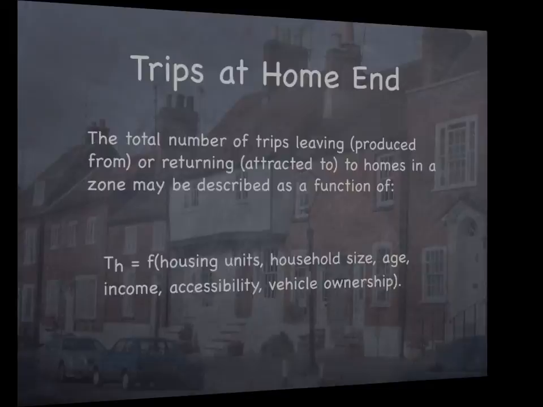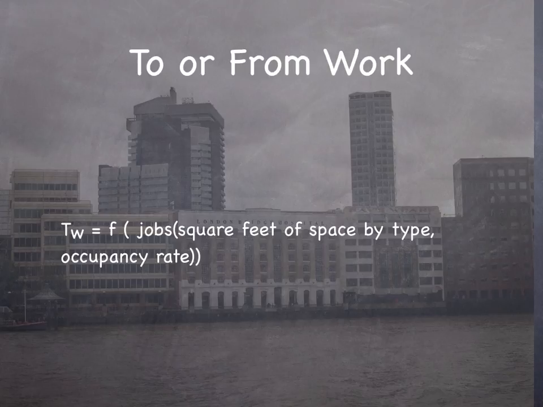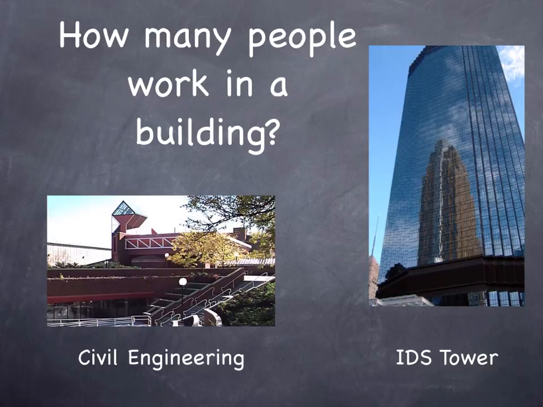Going from or to work requires knowing something about the size of the workplace. How many square feet of space do you have of office building or of stores? And what is the occupancy rate? So we might ask, how many people work in a particular building? How many people work at the University of Minnesota Civil Engineering Building, which is shown on the left? Now, probably more than 200. You can think about it.